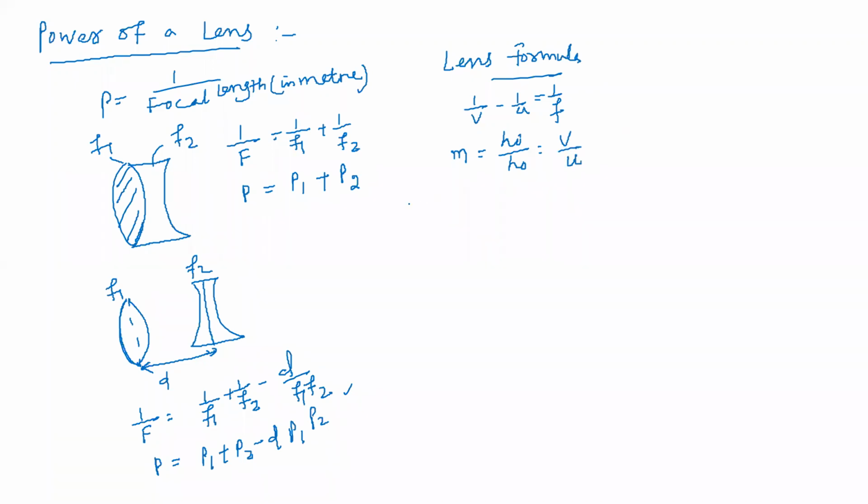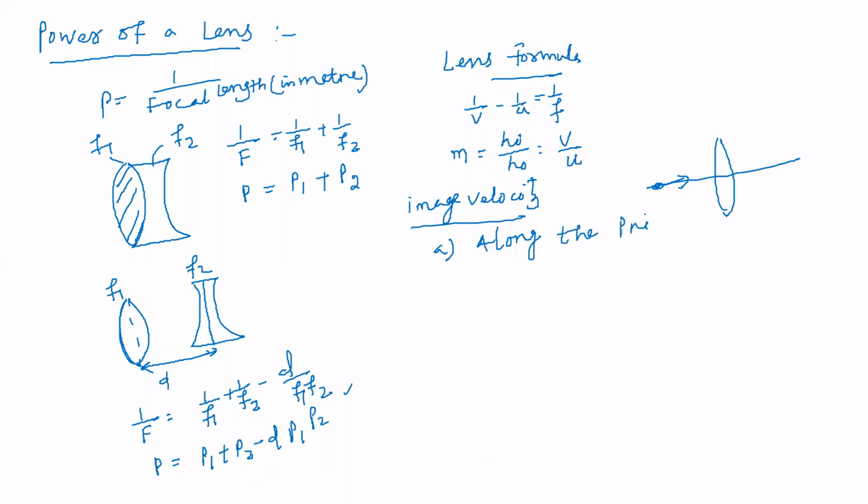And student, like in the case of a mirror, here also there is an expression for image velocity. That means at what velocity the object is coming and what the image velocity should be. That is, if the object is moving along the principal axis, number one, let the object be moving along the principal axis.